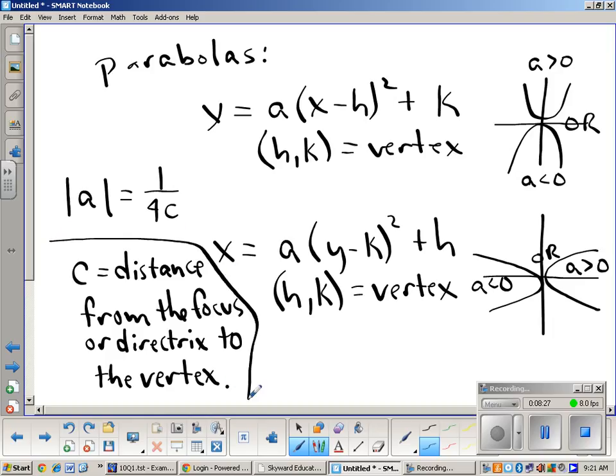C is the distance from the focus to the vertex, and from the directrix to the vertex. Remember, the vertex is exactly halfway between the focus and the directrix line. So C is the distance from that focus to the vertex and from the directrix to the vertex.